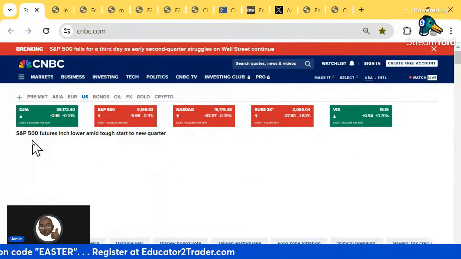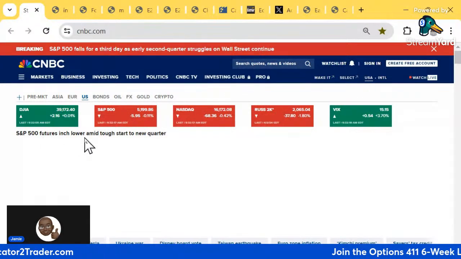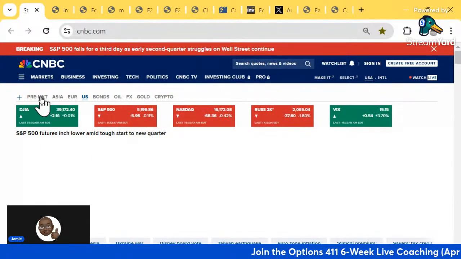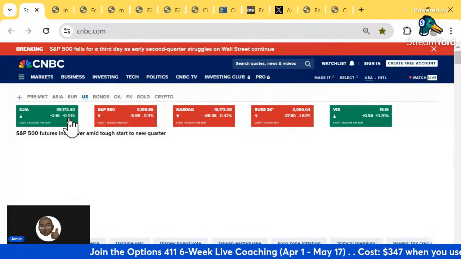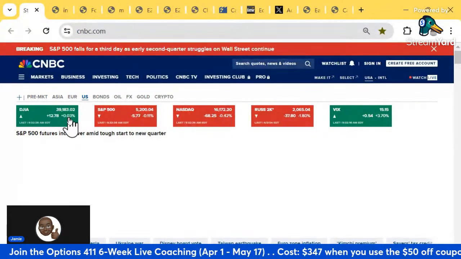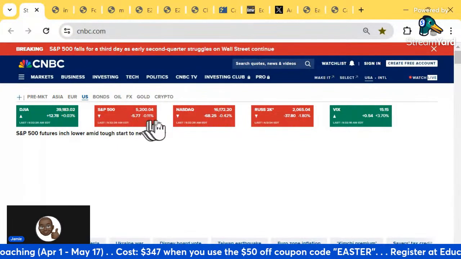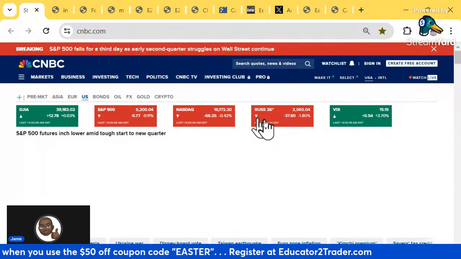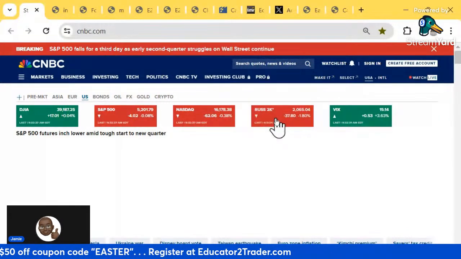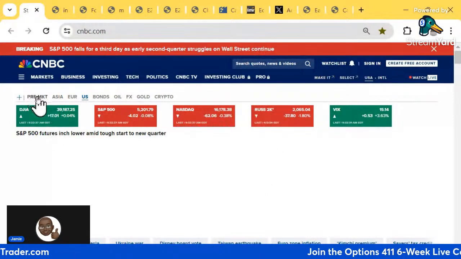So according to this, S&P 500 futures inch lower amid tough start to new quarter. But as of right now, the Dow Jones Industrial Average is up slightly, 0.03%, but the S&P 500 is down 0.11%, and NASDAQ is down 0.42%, with Russell 2K being down the most at 1.80%. So that is what's happening.